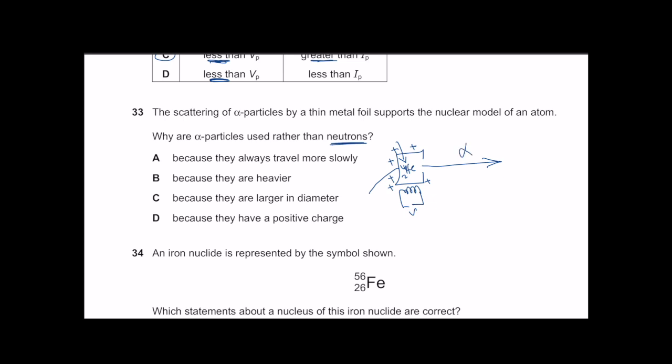That's why we choose the alpha. But in the case of neutron, you cannot accelerate it because a neutron is neutral, right? This is the reason. So let's see what we have here as an answer. They said because they always travel more slowly. We don't have a reason for that. Because they are heavier, it doesn't make sense. We need heavy or light. We need to just let them pass through the gold foil. That was Rutherford. B, because they are larger in diameter, it will be more difficult for them to pass through the foil.